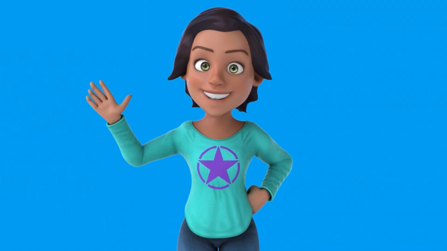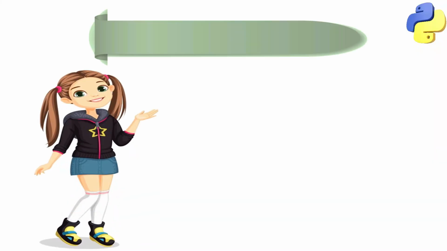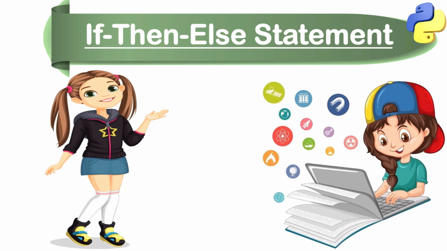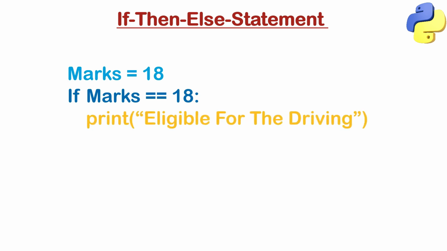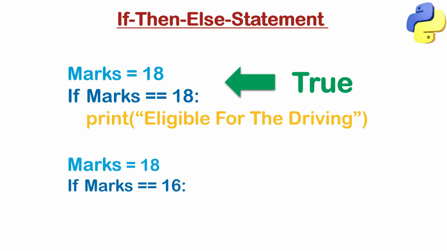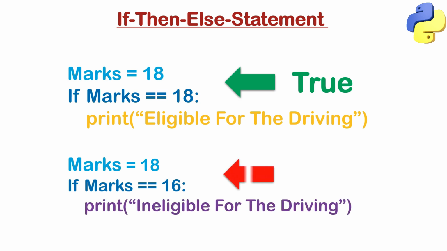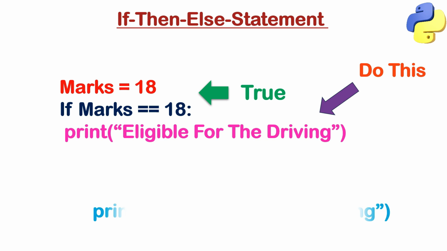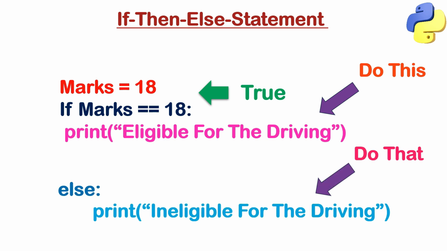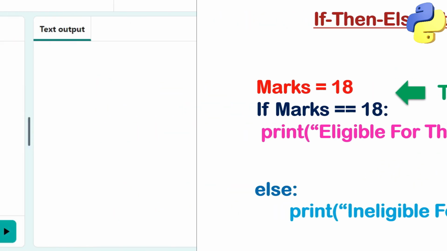Now we are going to start with the next topic, which is if then else statements. In addition to using if statements to do something when a condition is met, which is true, we can also use if statements to do something when a condition is not true. The trick here is to use an if then else statement, which essentially says if something is true, then do this, or else do that.